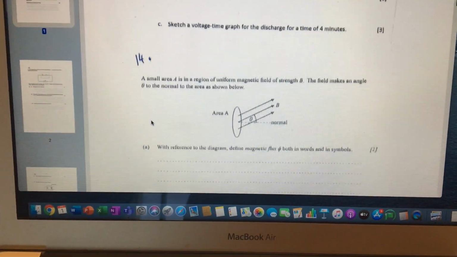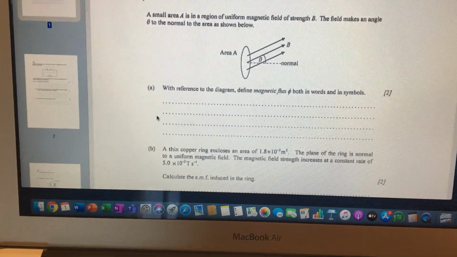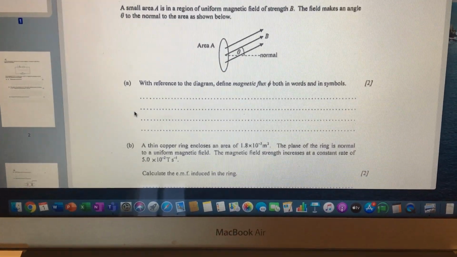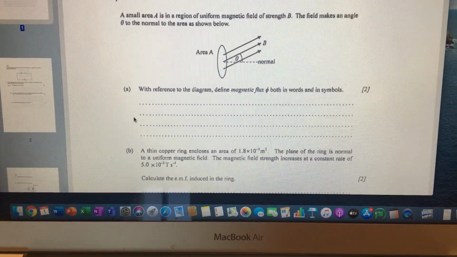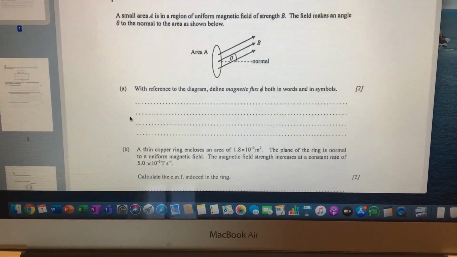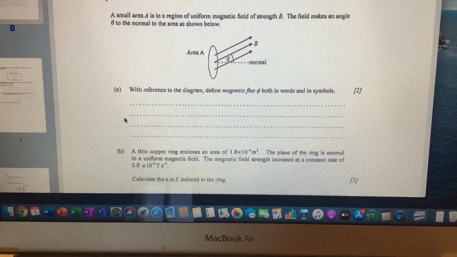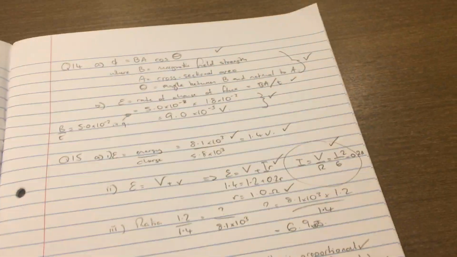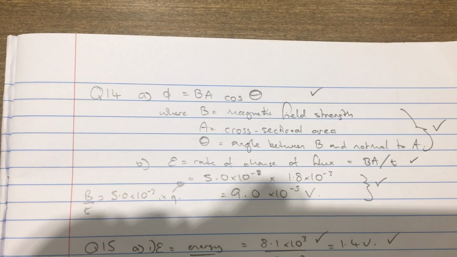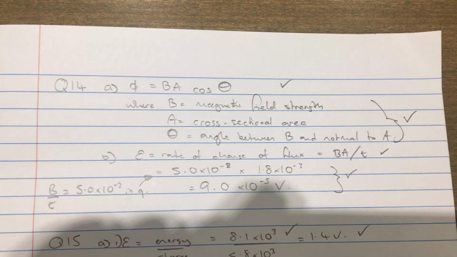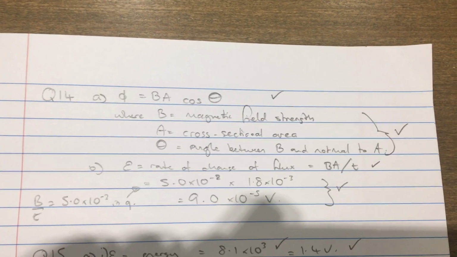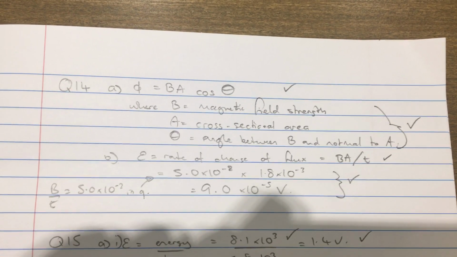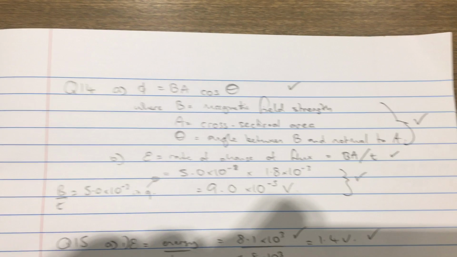Next question then is this one about magnetic flux and induced EMF, etc. Define magnetic flux on the next page. So this I've defined using the formula. There it is. And then for 1 mark, and then I've explained what the symbols represent for the second mark.